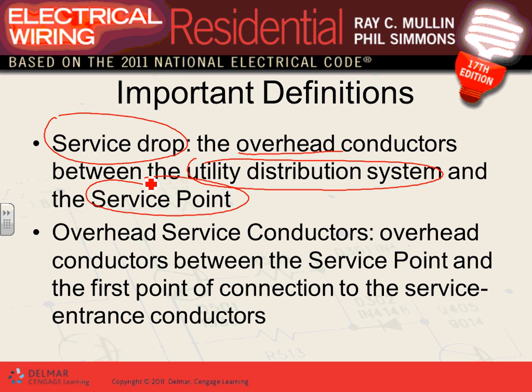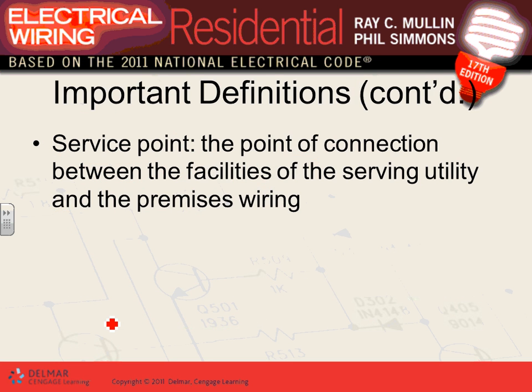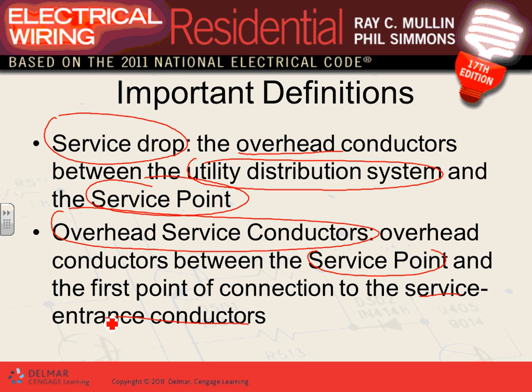Any comments, guys, about the service drop? You're going to see it in a second in the picture. So between the transformer on the pole and the service point, which is right at the top of the mast. Then there are overhead service conductors: overhead conductors between the service point and the first point of connection to the service entrance conductor. The terminology, guys, is important, but the picture that I'm going to show you really defines all of them.